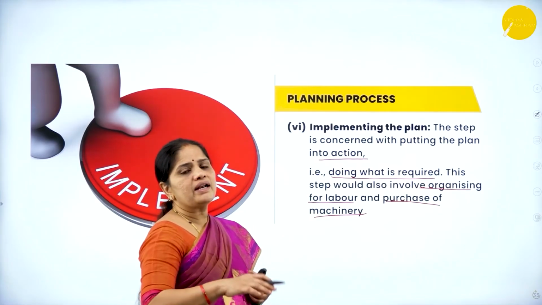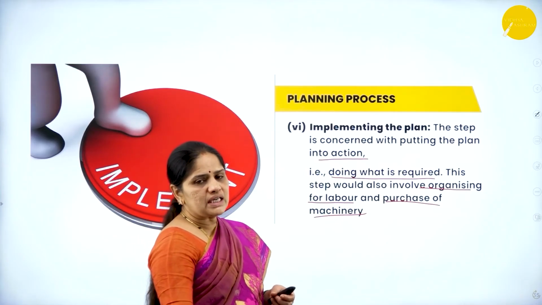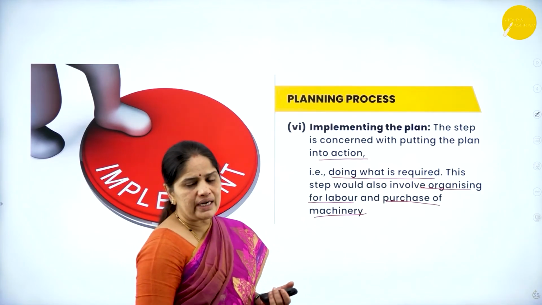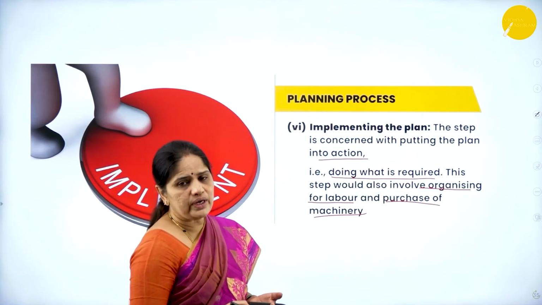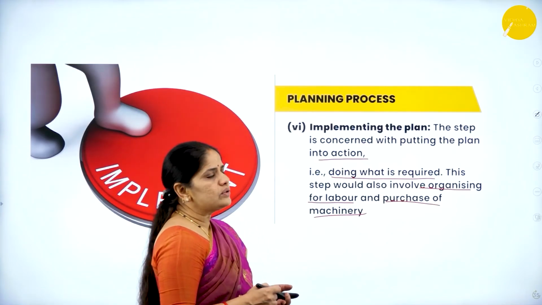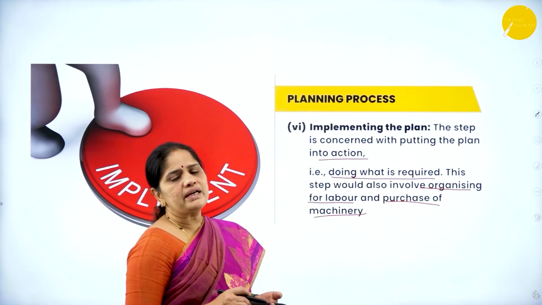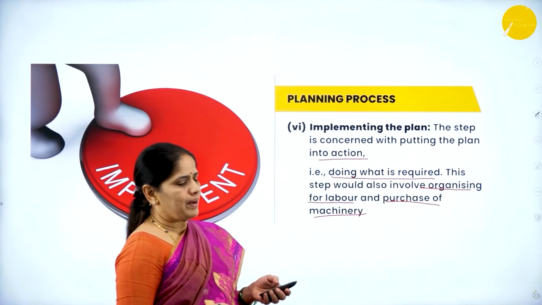So you have a plan of producing 1 lakh units for 1 year. Then you think of what are the various raw materials you need, what is the labor you need, what are the other resources you need to put this plan into action. All these things will amount to implementation of the plan. That is, you are executing the plan.